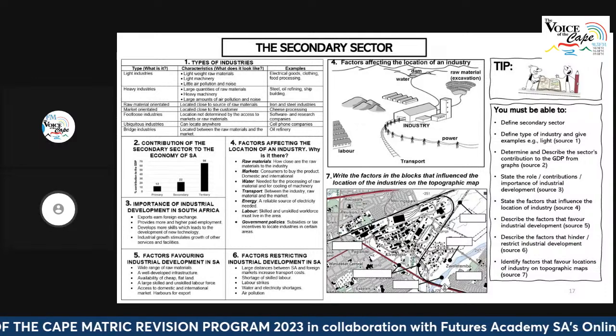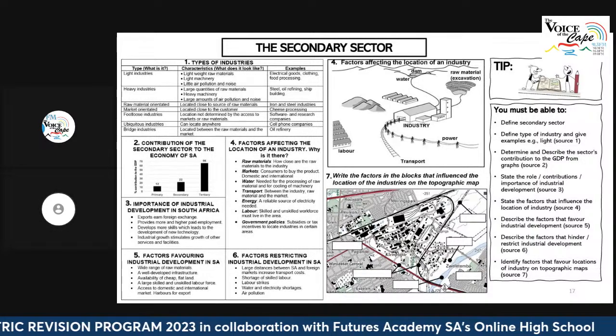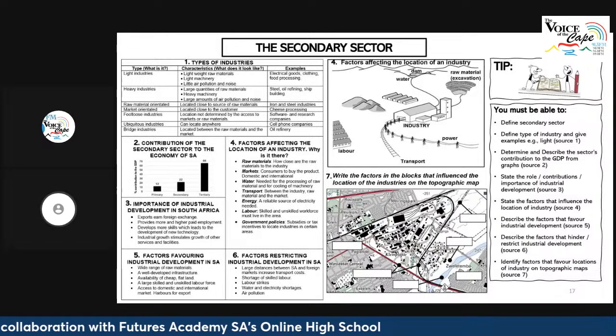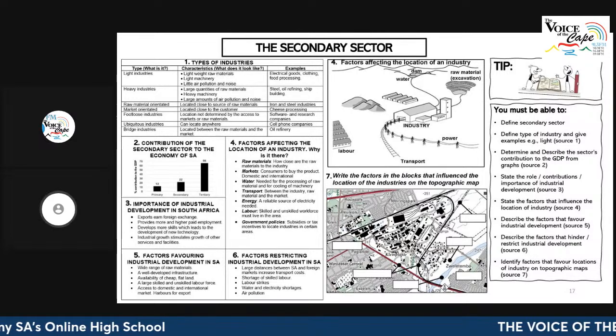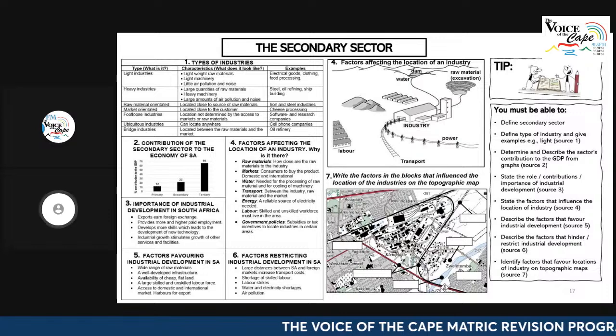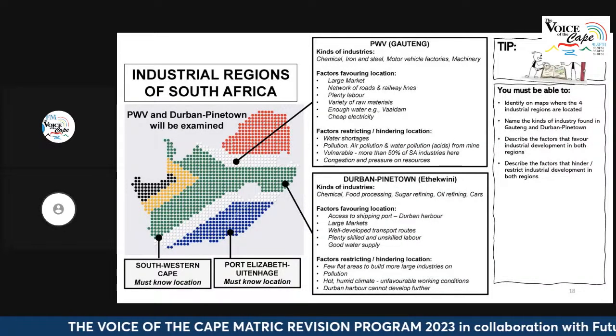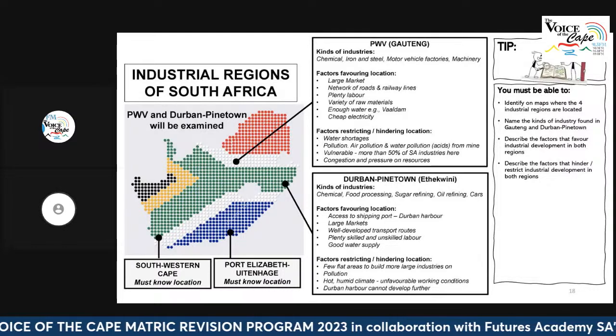So this is an extremely important table that you need to know. In terms of what exactly it contributes to the secondary sector, you need to know the importance of it. But here we talk about the industrial development of regions. And when we talk about the industrial development regions, we have to talk about the 4 major industrial development regions.